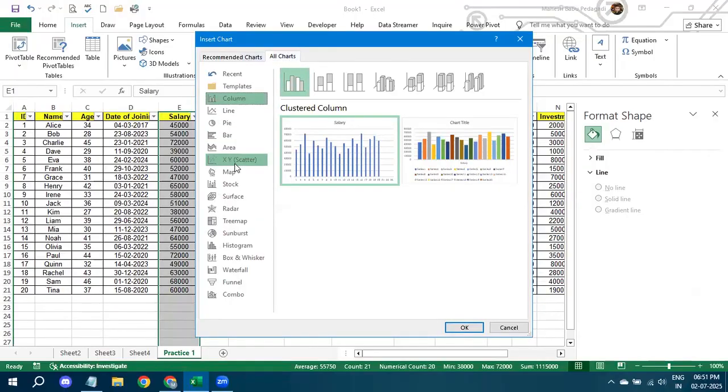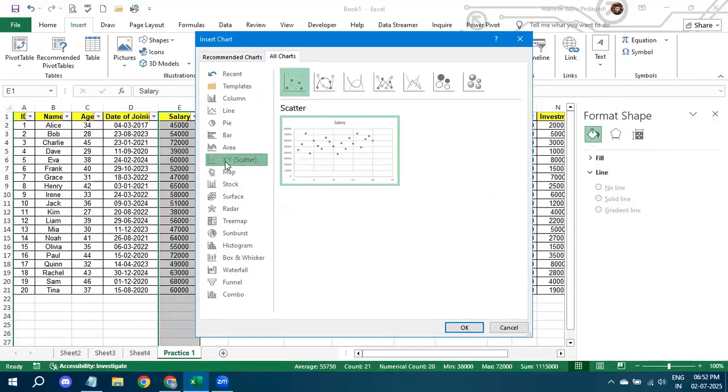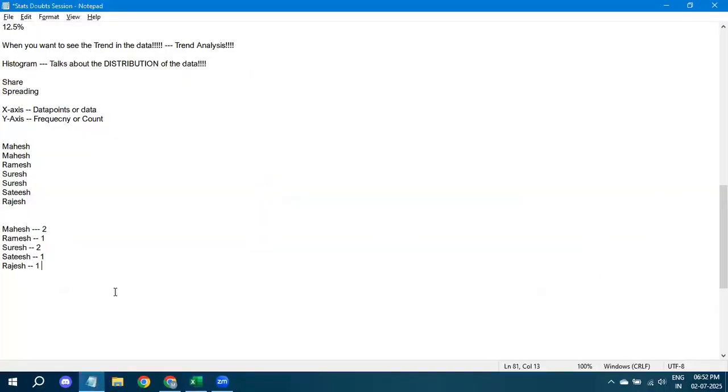Scatter plot. Sir, what exactly does the scatter plot mean? See, if you notice scatter plot, what is it trying to say, X and Y? That means how many variables do I need to consider? 2. Perfect. 2 variables. Scatter plot talks about the relationship between the variables. That means how strongly the 2 columns are related.